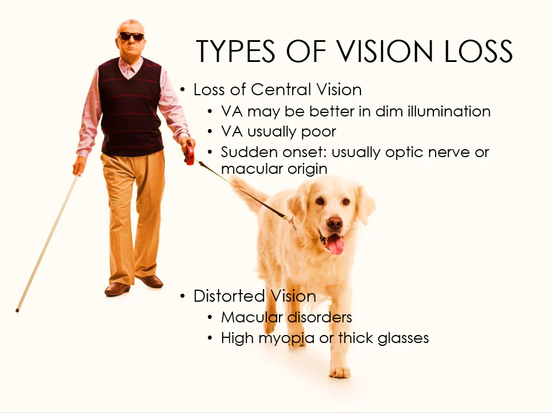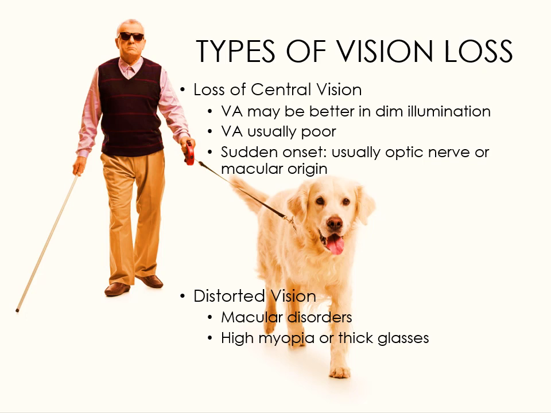When you're taking a history, be aware that there are different types of vision loss. Let's talk about some of the different types. If the patient has a loss of central vision, they may complain that their vision is better in dim illumination than it is with the lights on. If it's a sudden onset, it's usually due to optic nerve or macular disease.